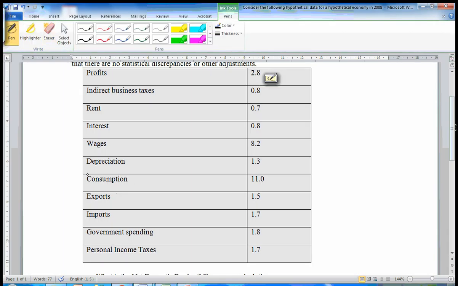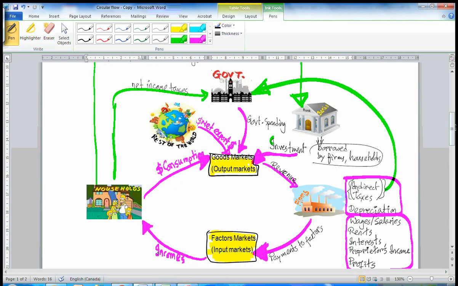So let's first check if all the expenditure components are given in this table. Looks like I have consumption. Looks like I have the net export, which is export minus import. I have the government spending. But looks like I do not have the investment component given to me, so that means I cannot use the expenditure approach here. So that means we have to use the income approach to find out the GDP or NDP from this table. So just a quick recap of our income approach.